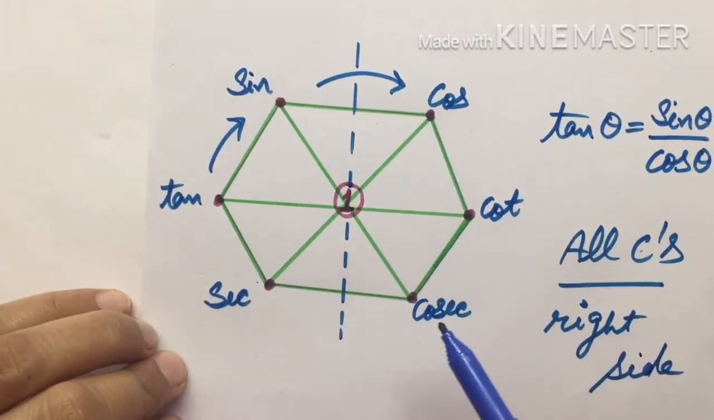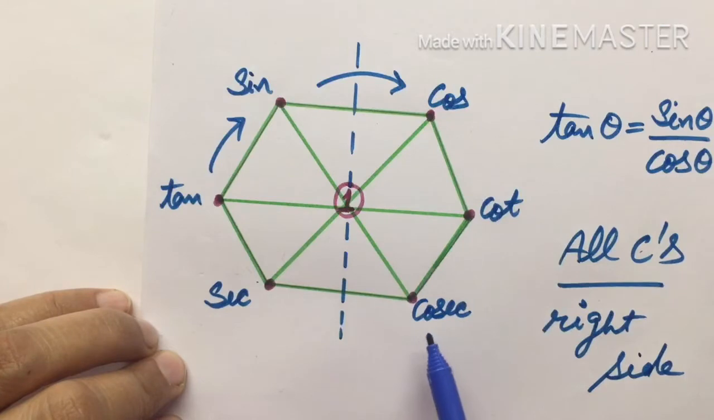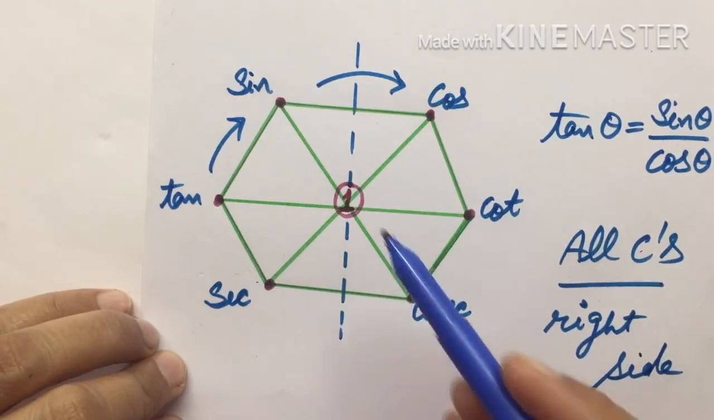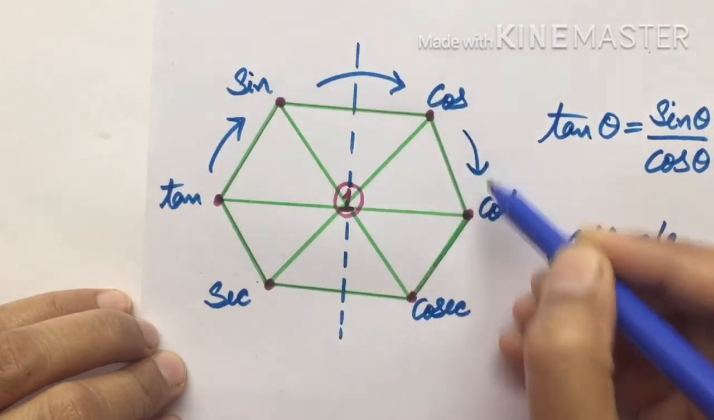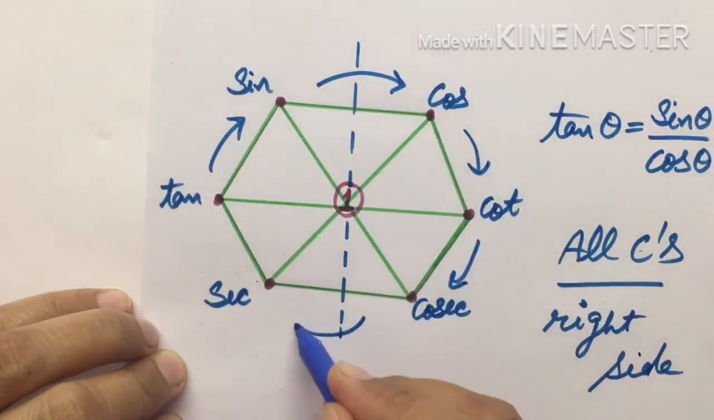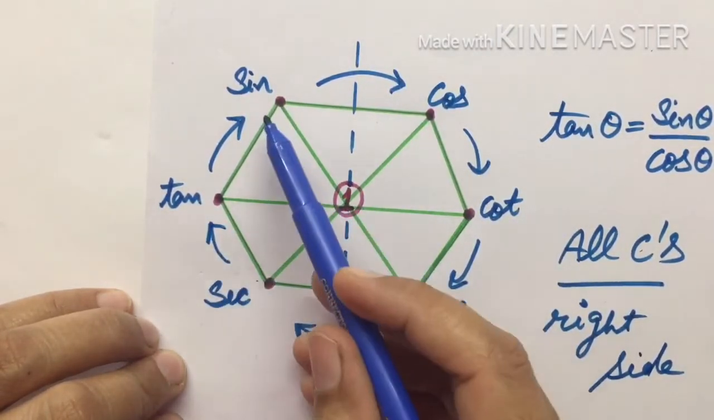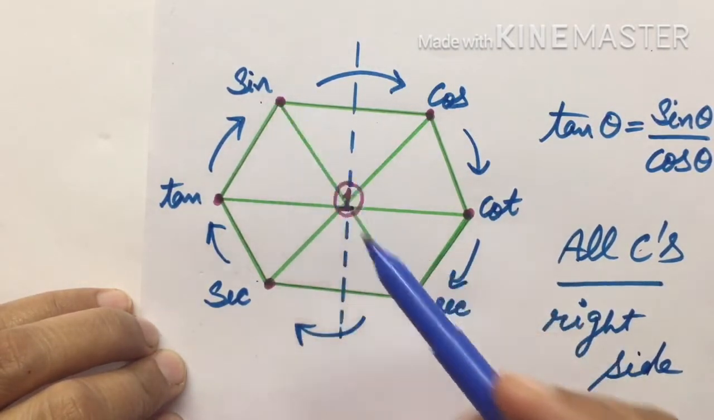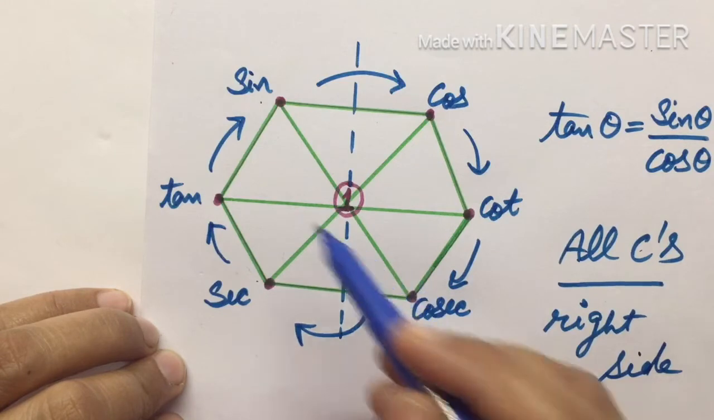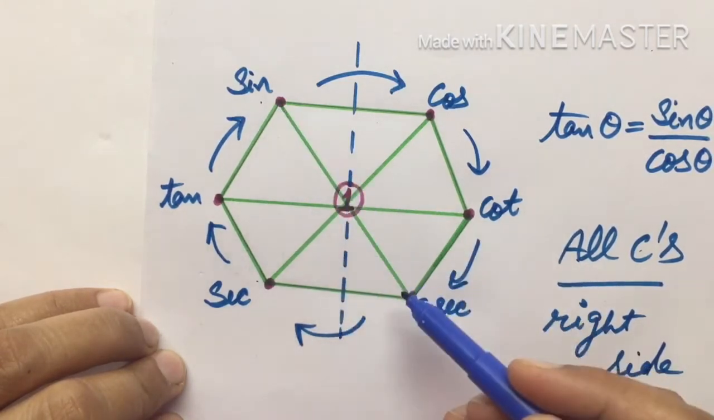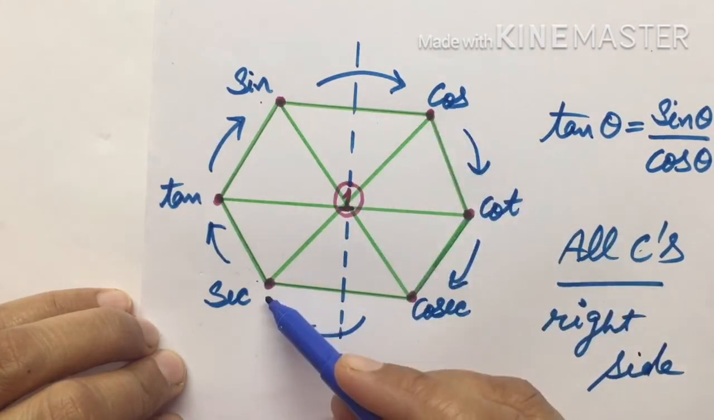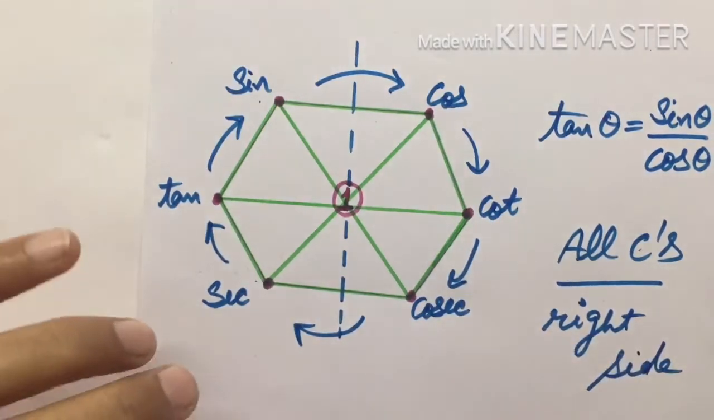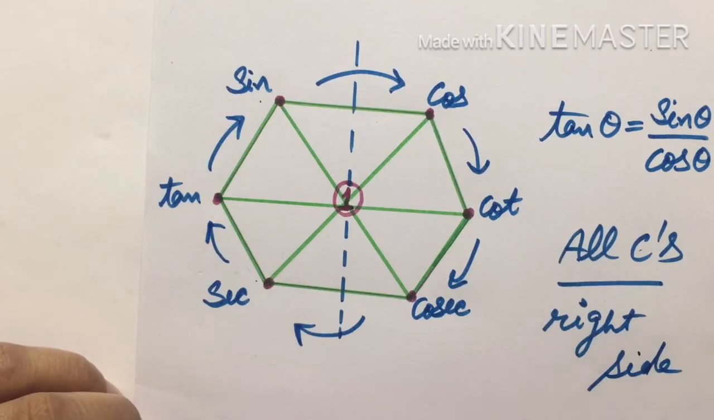So you can remember in this way that all C's are on the right side of the hexagon, and also that we are going in the clockwise direction. Opposite trigonometric ratios: sine, reciprocal of sine is cosecant on the opposite vertices; cos, reciprocal of cos is secant; tan, reciprocal of tan is cot. So in this way we can make our super hexagon.